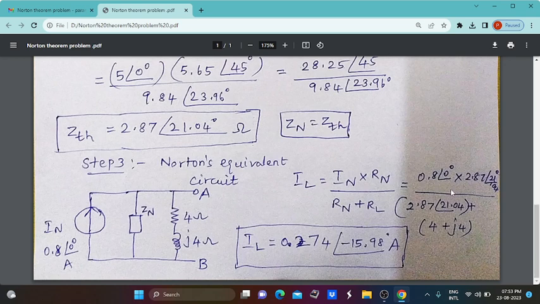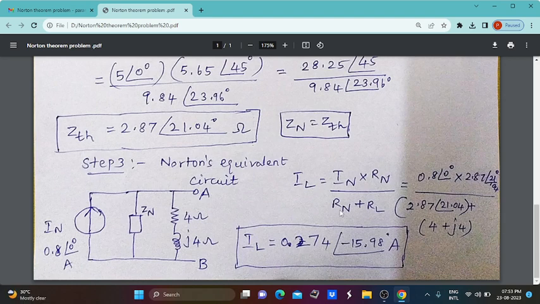So after getting the polar form of the numerator value, we can multiply the numerator values 0.8 into 2.87 and add the numerator angle values 0 plus 21.04, and after that the denominator value is also considered in polar form. Finally we have to divide the numerator and denominator values in polar form. Finally we will get the load current value IL equal to 0.274 angle of minus 15.98 degrees amps.